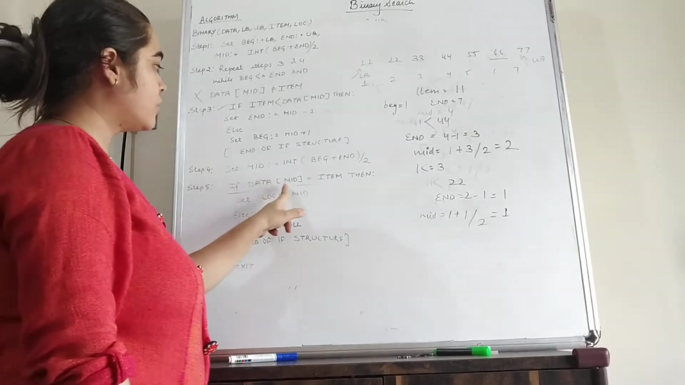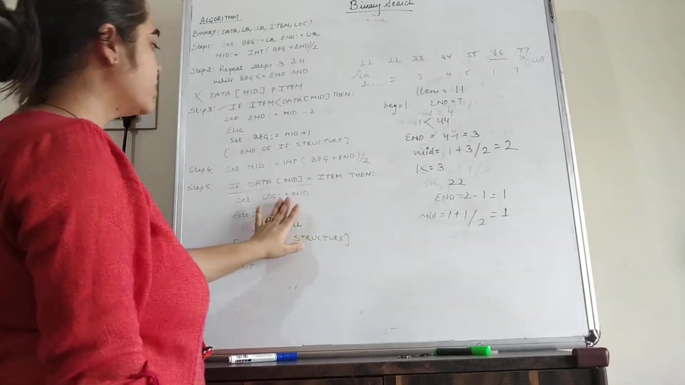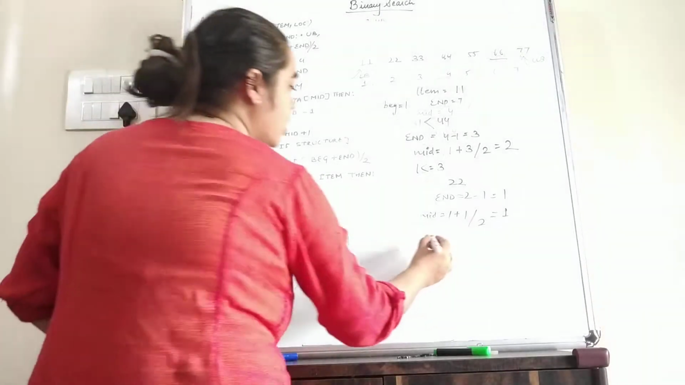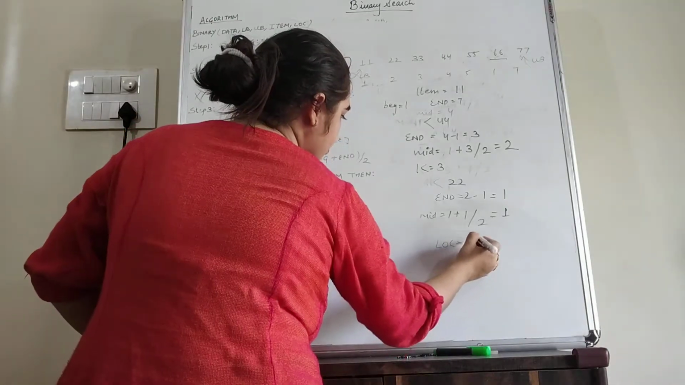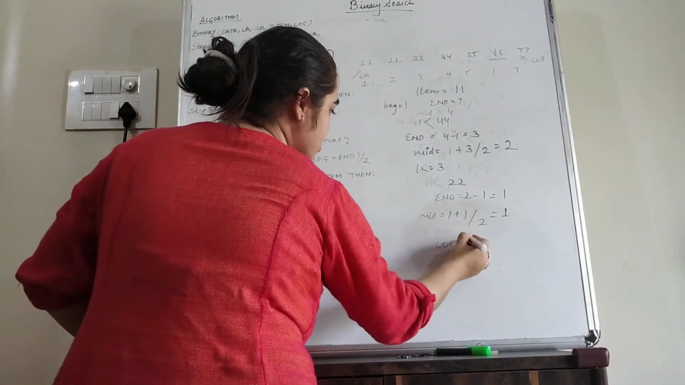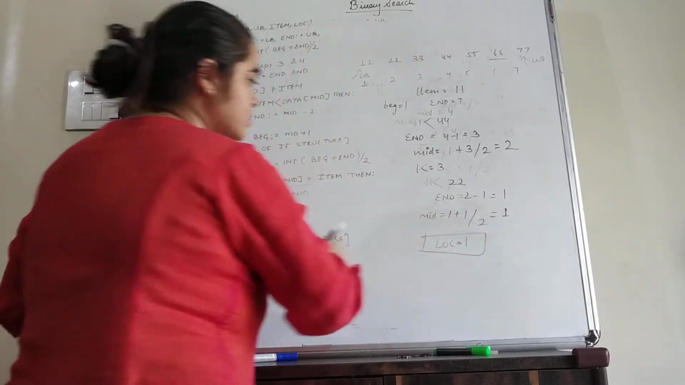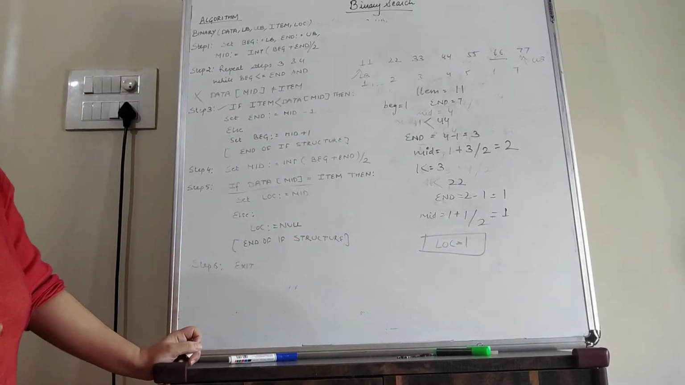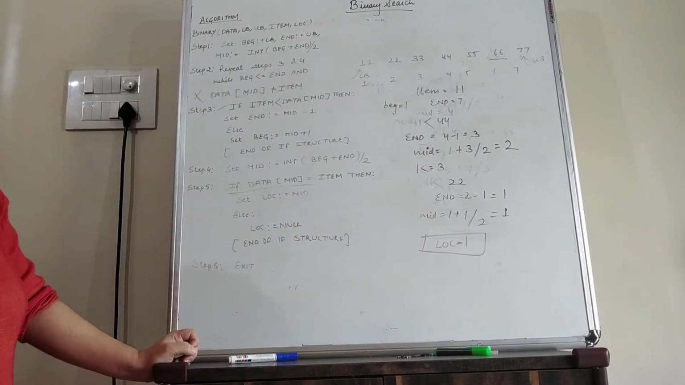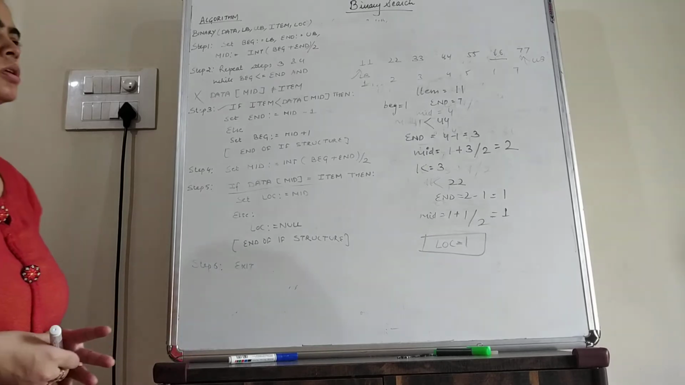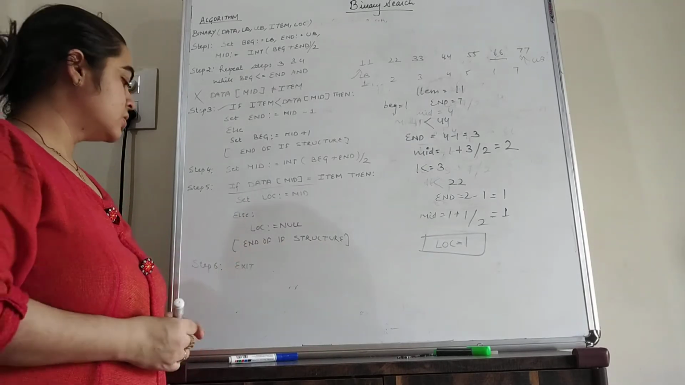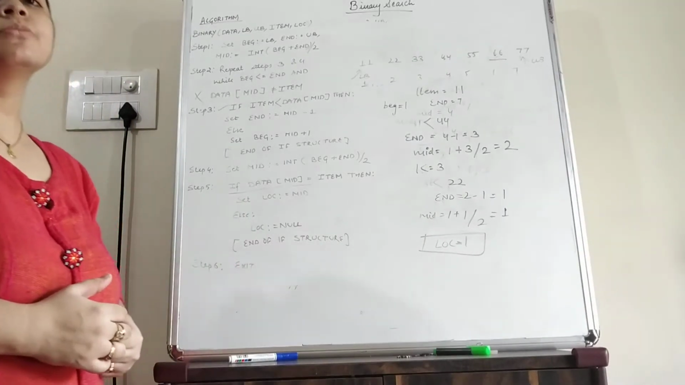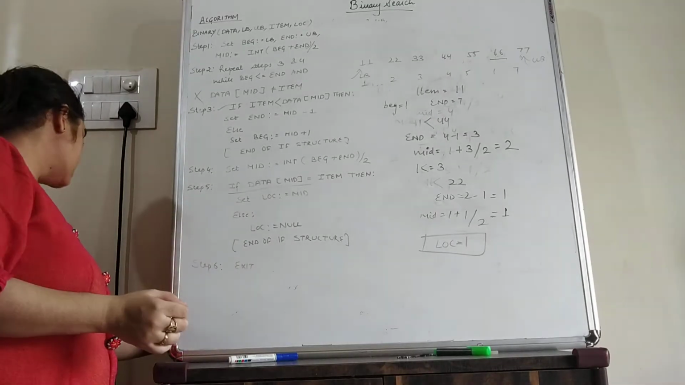So here if data of mid is equal to item, then we can set location is equal to mid. Now the location is equal to mid and mid is at first location, so location is equal to 1 where our item is present in this sorted array. So this is all about the binary search. After this we can check the time complexity of the binary search.